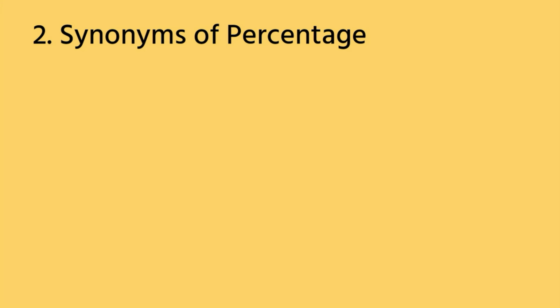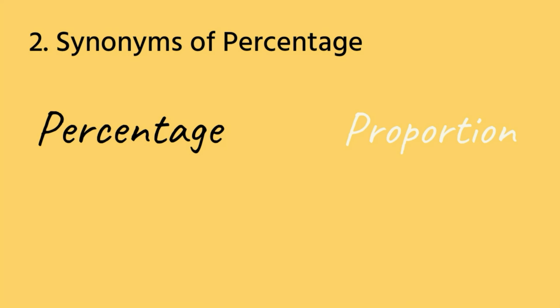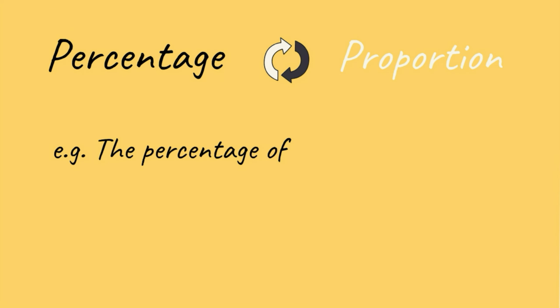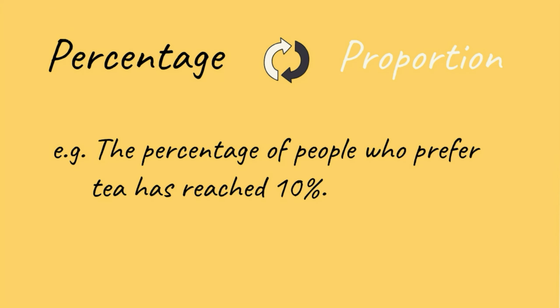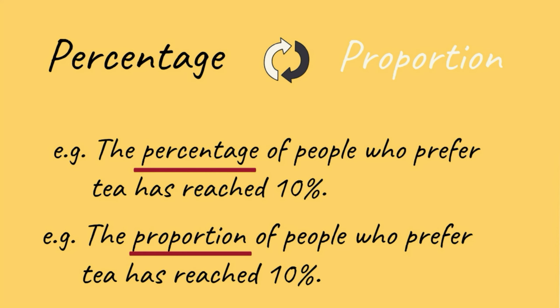Second, the synonym for percentage is proportion. These 2 words can be swapped to add variety. In a sentence, we can say, the percentage of people who prefer tea has reached 10%, or the proportion of people who prefer tea has reached 10%.